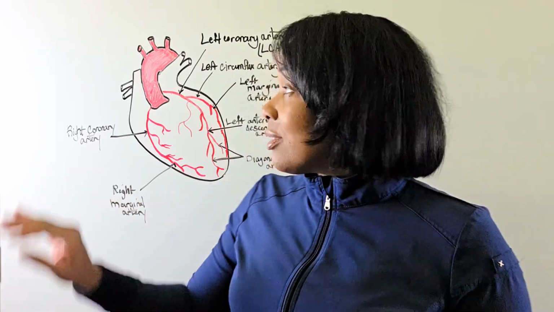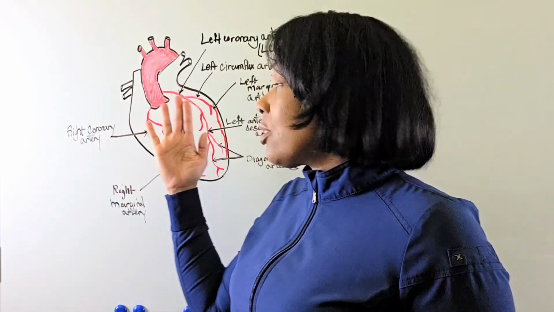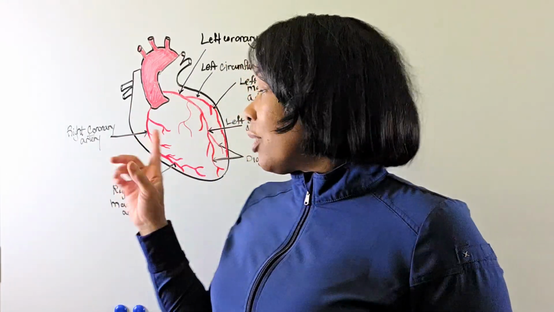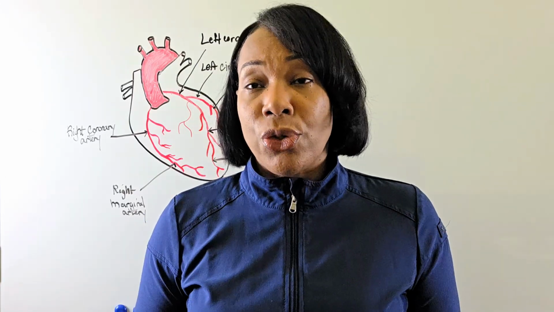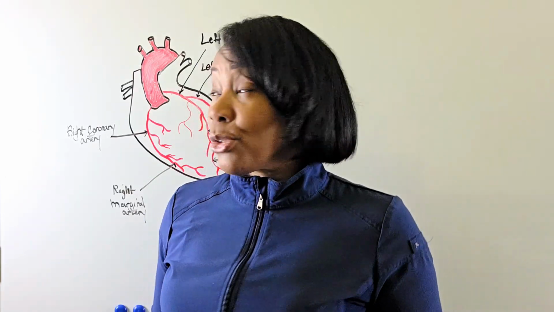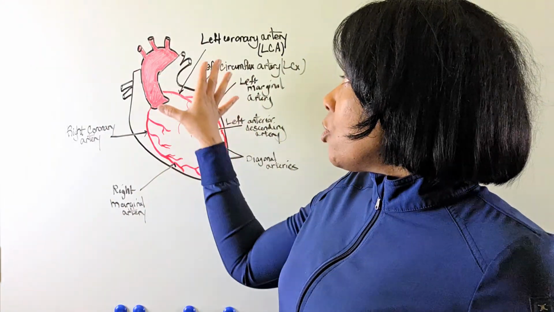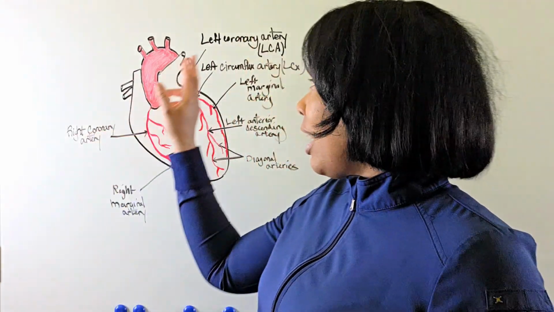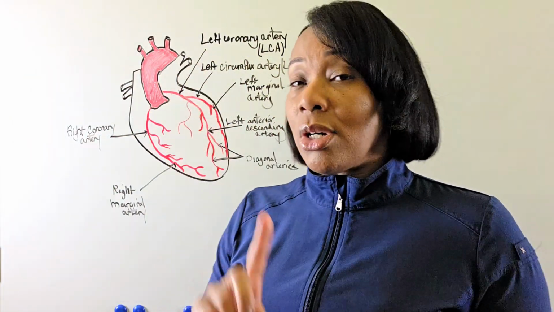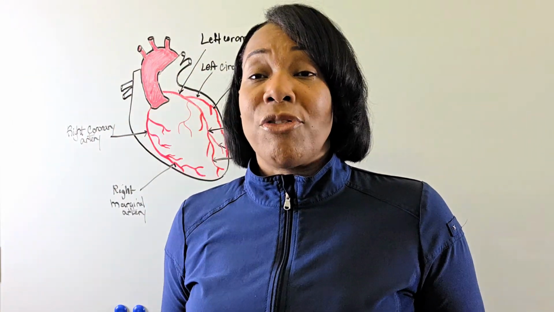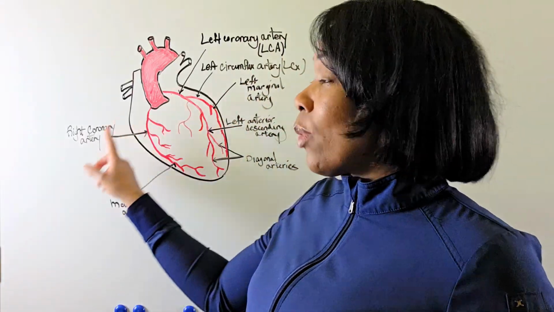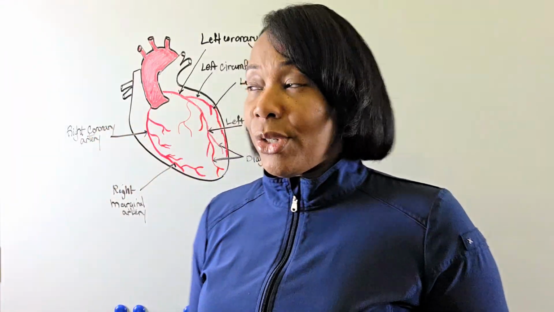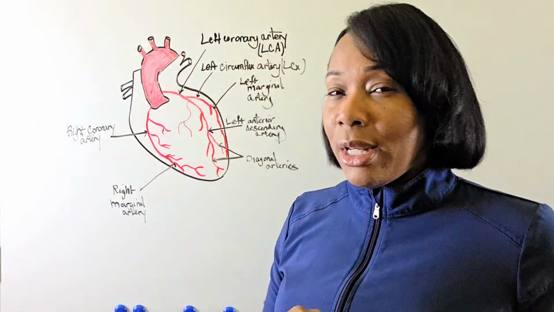So, when you think about the heart, look at it this way: this is the heart that is facing you, okay? The apex of the heart kind of lies on the left side of the sternal border in the fifth intercostal space area, okay? So, we have two major coronary arteries. You have a left coronary artery, which is also considered to be the left main coronary artery, and then you have the right coronary artery. Okay, so let's stick with the left side for right now.